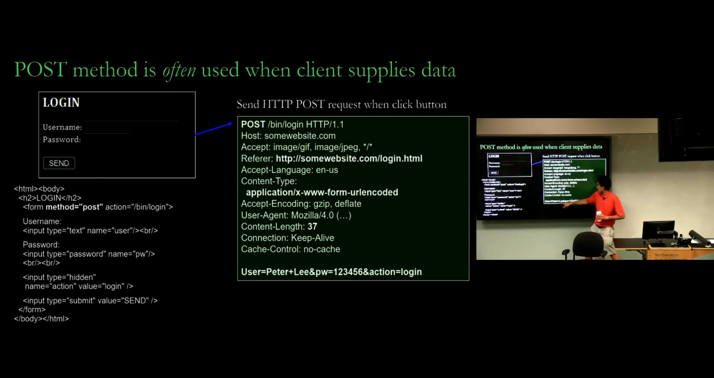See, user equals Peter Lee. This assumes that you type in Peter Lee here and some password here before you hit send. Action equals login is included because of this hidden field. And so this is the body of the request. And this line here, Content-Type, tells the server what format the body is in: application/x-www-form-urlencoded. This is part of the HTML standard and HTTP standard for the way website forms should encode their data.